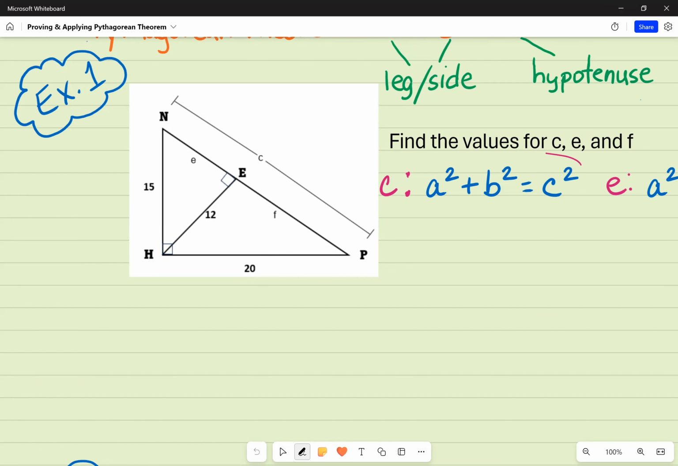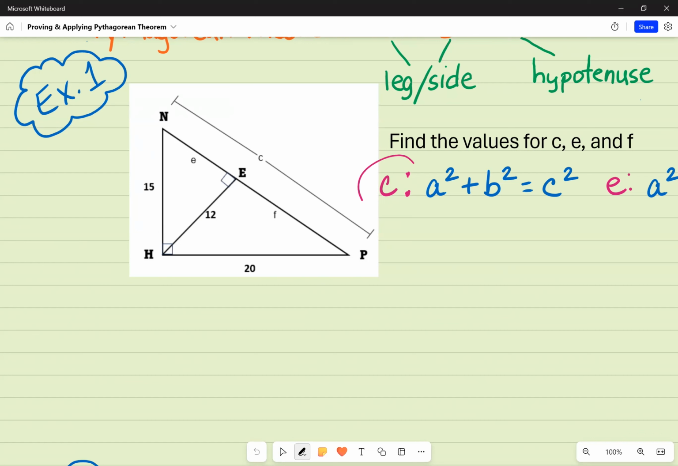I personally would suggest that you go ahead and write that formula out and then substitute what you know. So your c squared is always your longest side. That's your hypotenuse. If you don't have all the information, then you're looking for the larger number. Or if you understand how the hypotenuse works, it's always across from your right angle.